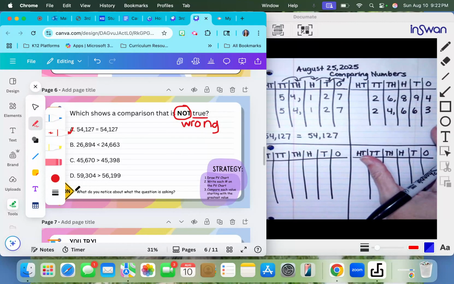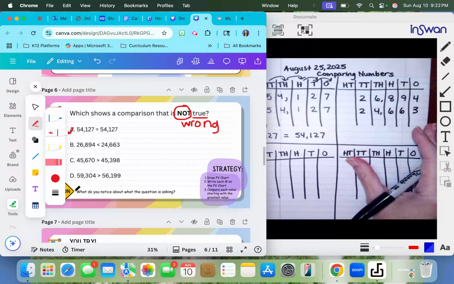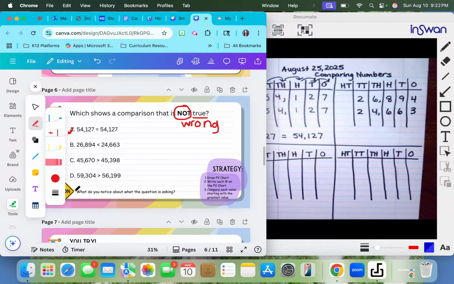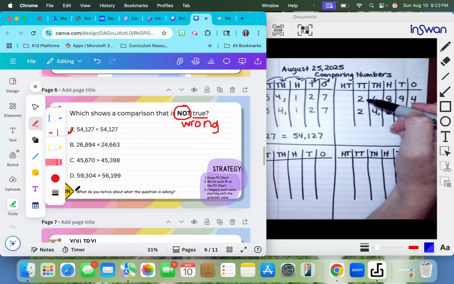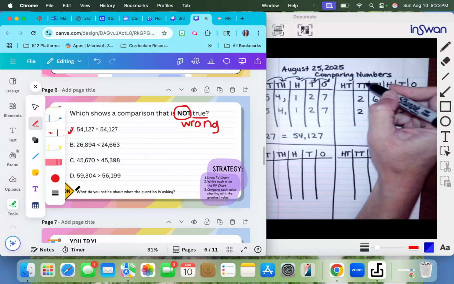Okay, once we have our numbers in the correct places and they are stacked, let's start comparing. Where do we start comparing? The greatest place. So that's the 10,000s place for these numbers. So here we see a 20,000 and a 20,000. What do we do if these values are the same? Go next door.